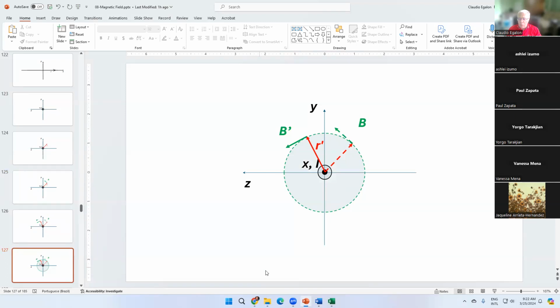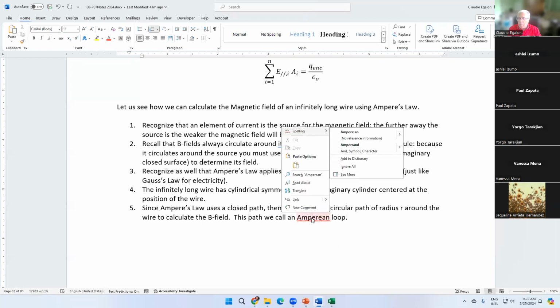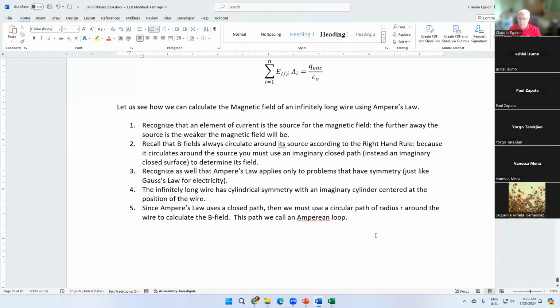An Amperian loop, that's a closed path, right? Since an Amperian loop is a closed path, then we must use a circular path of radius r around the wire. This path we also call an Amperian loop. Okay.